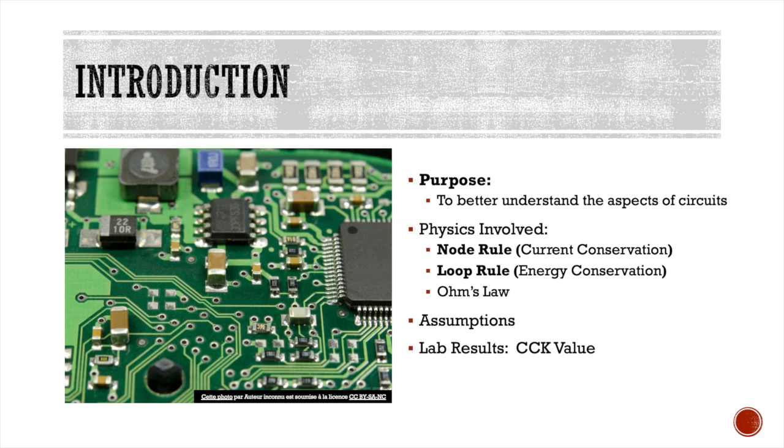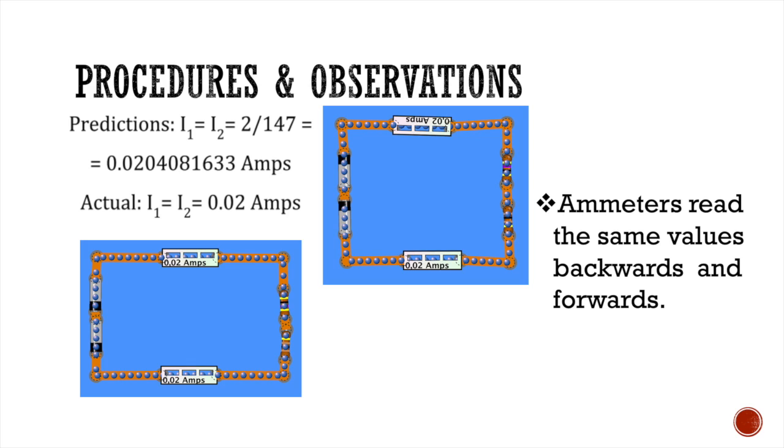At the beginning of this lab, we'll look at our circuit that consists of 2 batteries and 2 resistors, as well as 2 ammeters, and at these various points, we'll predict what the current might be. We are able to show that our prediction is right using calculations. Through experimentation, we can prove that ammeters read the same values forward and backward.